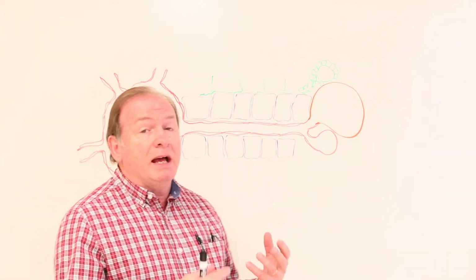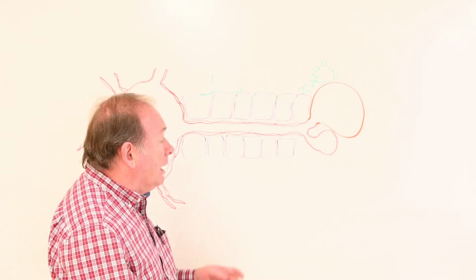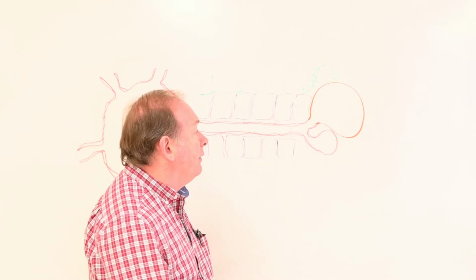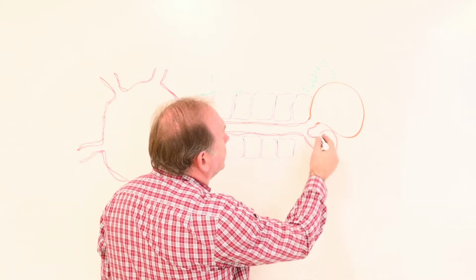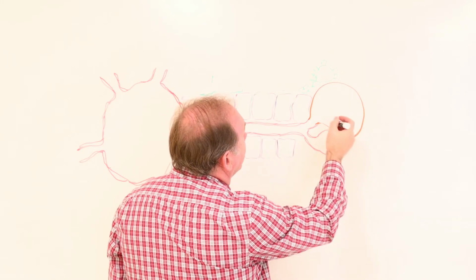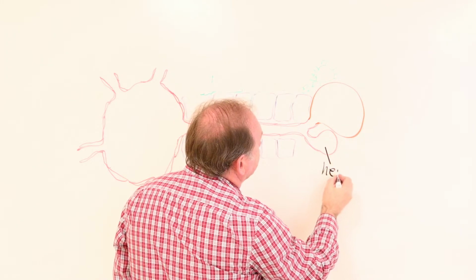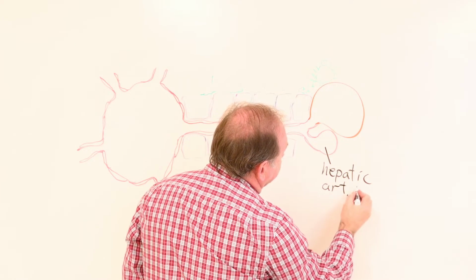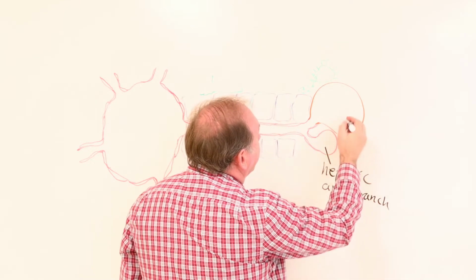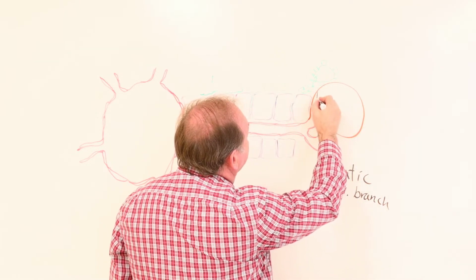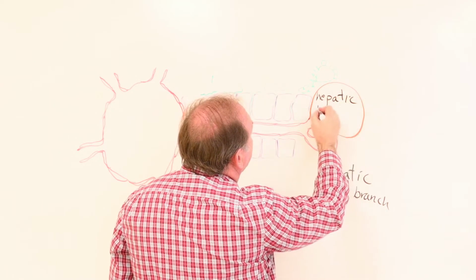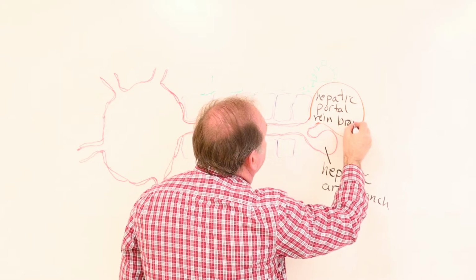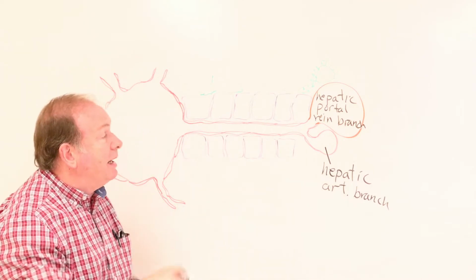Here we have a look inside the liver, looking at the histology of a liver lobule. Remember the hepatic artery, the hepatic portal vein we were talking about a minute ago. Those are represented by this red circle and this bronze circle here. So this is the hepatic artery branch. And this is the hepatic portal vein branch, as they break down and go into the liver.